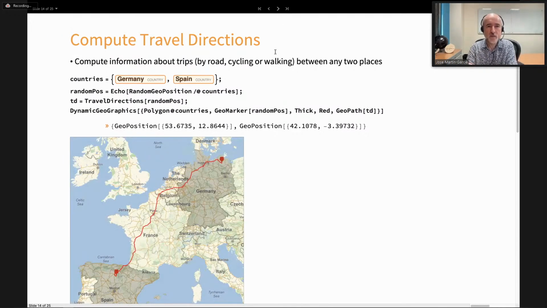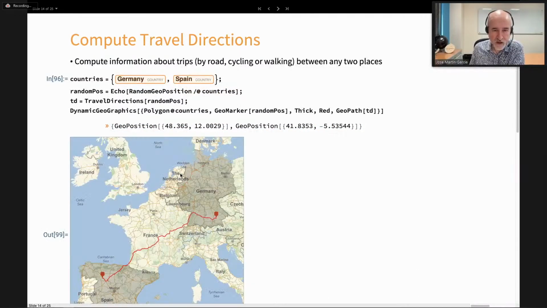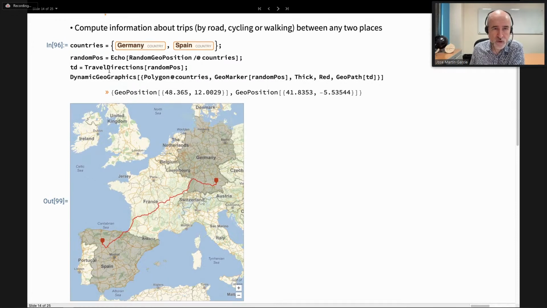Okay, so another thing we can compute is what we call travel directions. Let's take two countries, Germany and Spain, and we take random positions in each country. These two here. So let's rerun it again. Now we got that location in Germany, that location in Spain, these two. And what we do with the function travel directions is to compute directions on how to go through actual roads from one to the other.